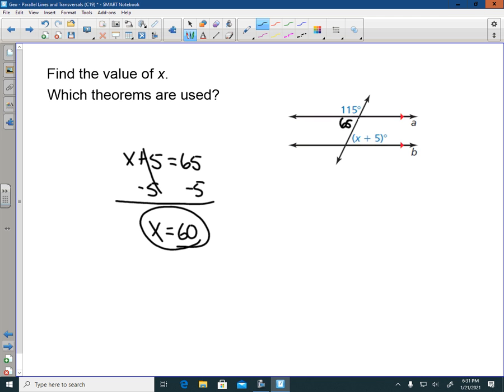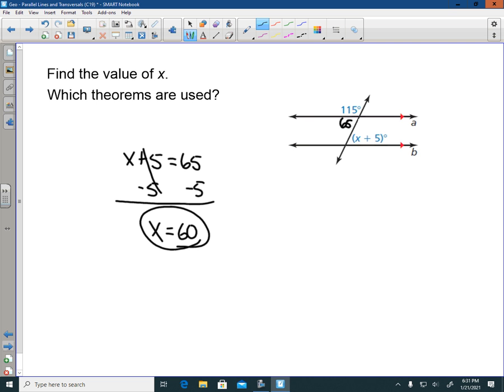Geometry is often a logic exercise, and that's why I love it, actually. Because the way we got x was by creating an equation. How we got the equation was by noticing the relationships between alternate interior angles. But we didn't have alternate interior angles, so we had to figure them out using the linear pair postulate.